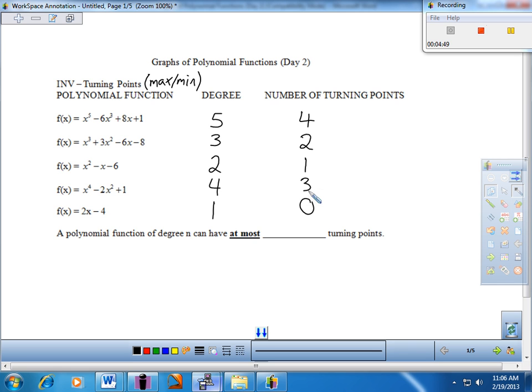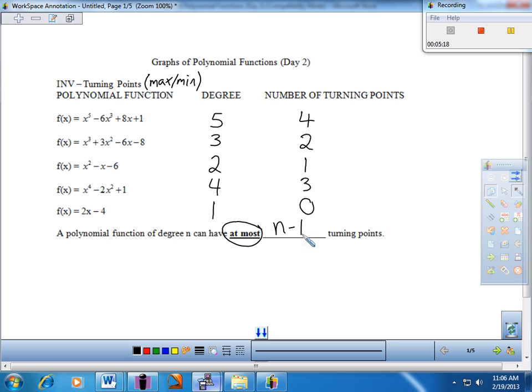And so based on the degree, here is the potential for the number of turning points. And so let's conclude it. Let's be done with this piece. A polynomial function of degree n can have at most, now guys, I bolded it, I underlined it, circle it too, please. At most, I'm hoping you see it's n minus 1 turning points.